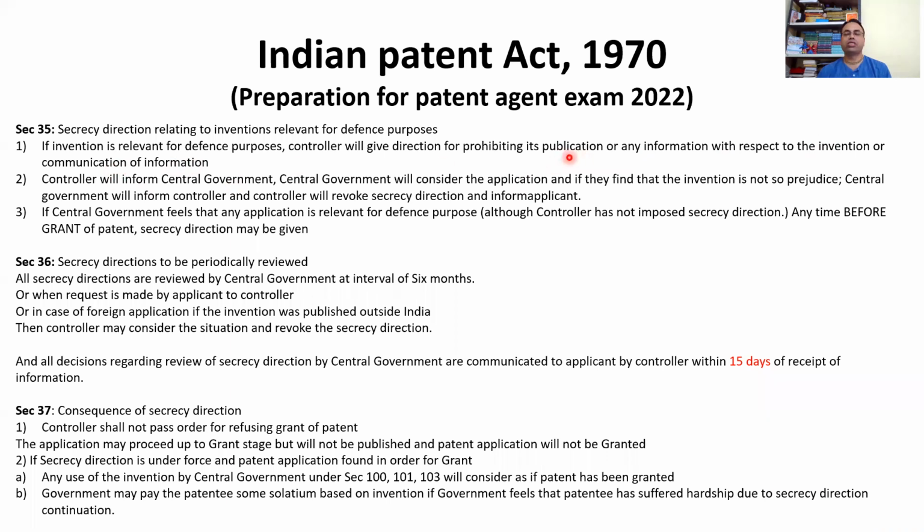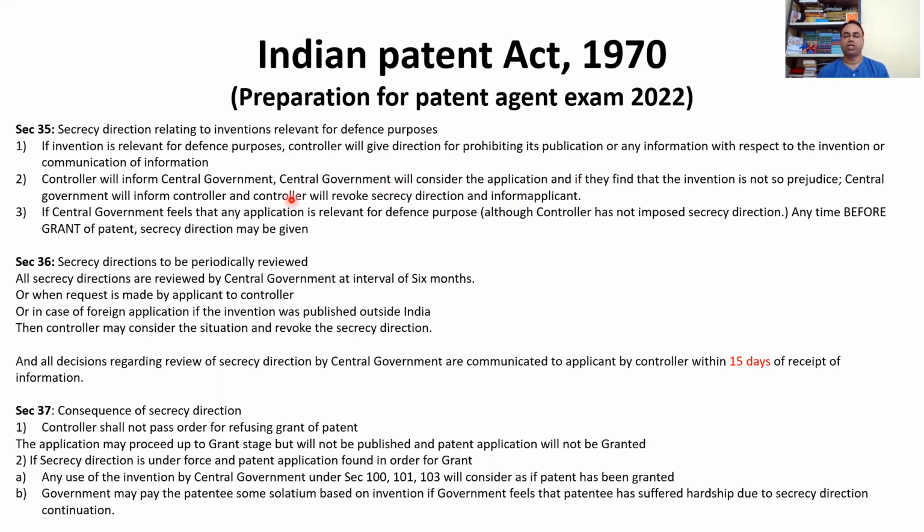So you cannot do anything. Once this secrecy direction is on, you cannot do anything. So the controller will prohibit it: the secrecy direction is given to this patent application, and you cannot do anything. You cannot publish, you cannot write anywhere, you cannot inform anyone. The controller will inform the central government, and the central government will consider the application.